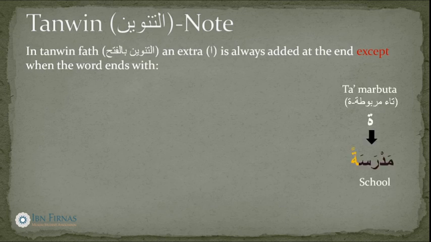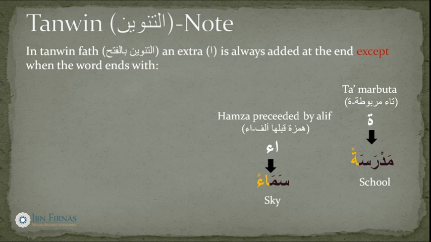So the first exception is when the word ends with a ta marbuta, and this is how the ta marbuta looks like, and this word without the tanween is madrasa. With the tanween, it's madrasatan. And then there is when there is a hamza preceded by an alif, and without the tanween, this is sama'. With the tanween, it's sama'an.